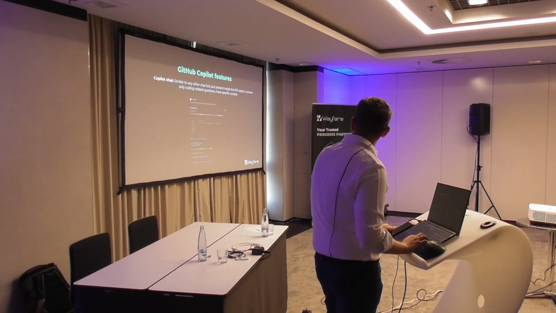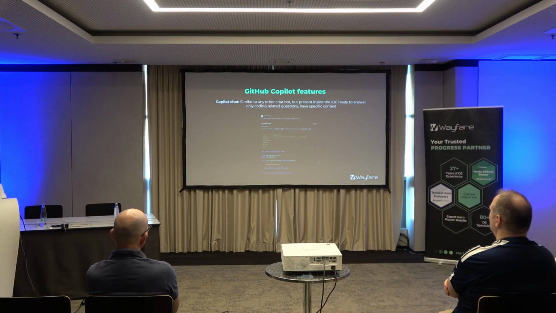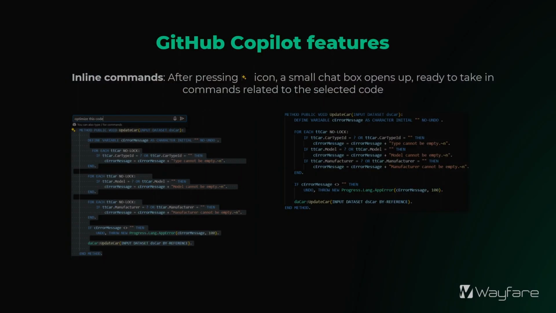Yeah, here we have a context. The test class is generated correctly because it has a model from another test class, but we already dived into that one. Okay, this is how we trigger inline commands. So this is what we did. On the left hand side, we opened a source and we triggered.